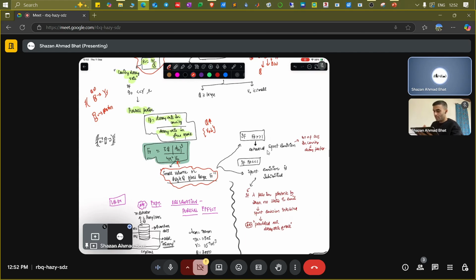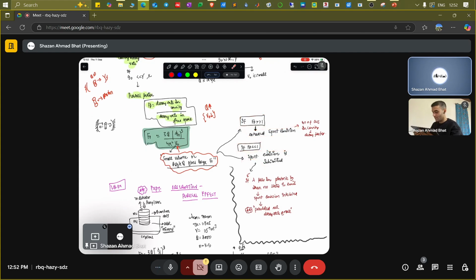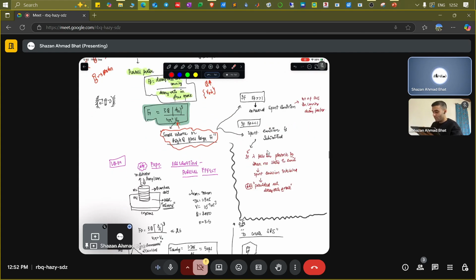So let's say, for example, the Purcell factor is much greater than 1, so you have enhanced spontaneous emission. If the Purcell factor is much less than 1, the spontaneous emission is inhibited. That is basically the concept. That means if the wavelength falls in the photonic band gap region, then there are no states to emit into, and the spontaneous emission is suppressed, and it provides the non-radiative decay, provided obviously the non-radiative decay rates are smaller.